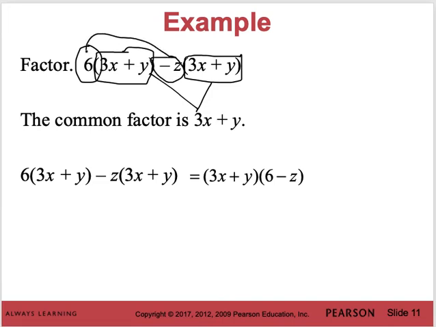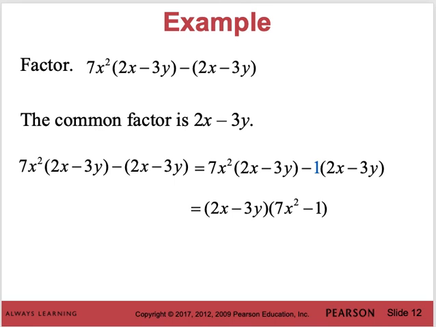So if we combine those two together, that's where 6 minus z comes from, and we take our common factor that we were still multiplying by, and now we have two expressions that we're multiplying together, 3x plus y times 6 minus z. We can redistribute this out by using the FOIL method just to see if we would end up with the same result.